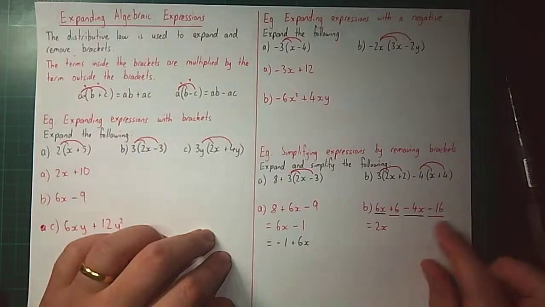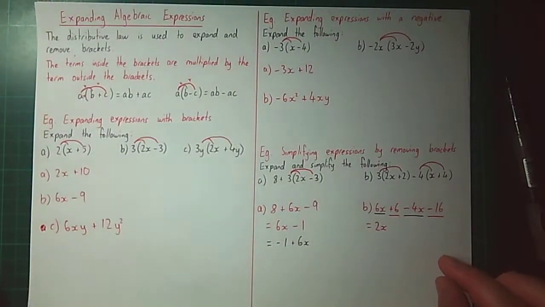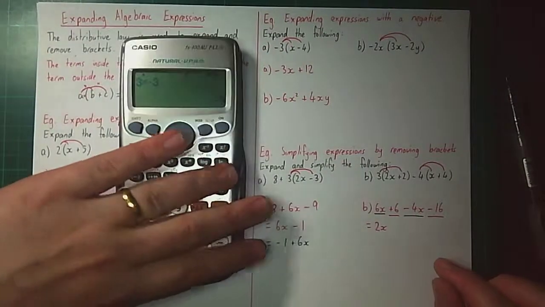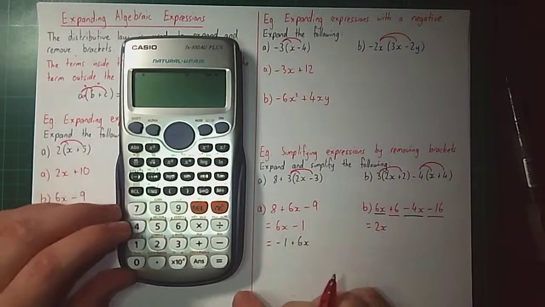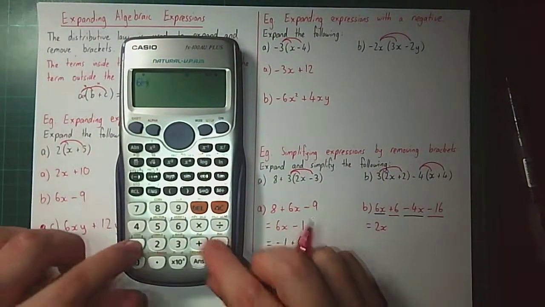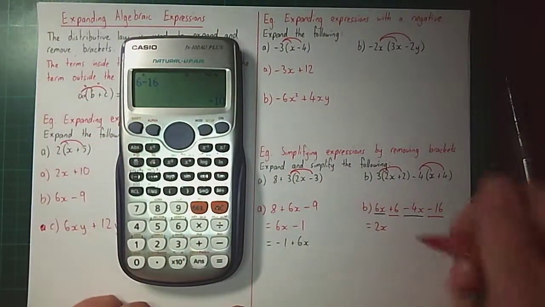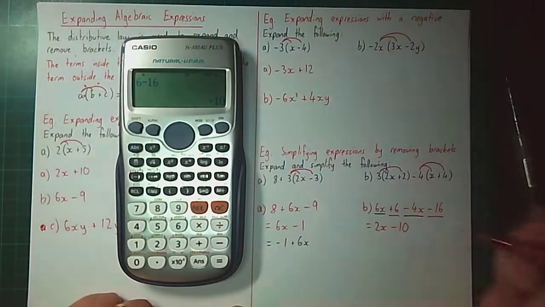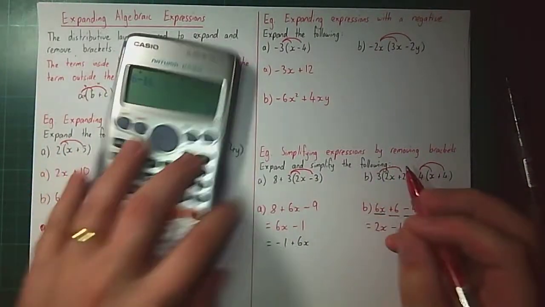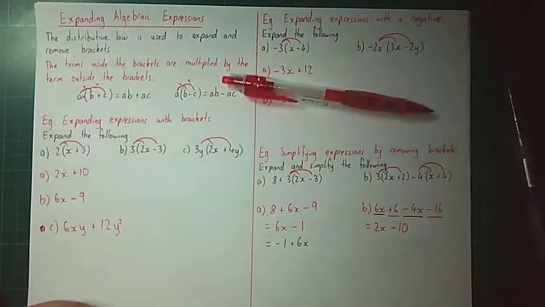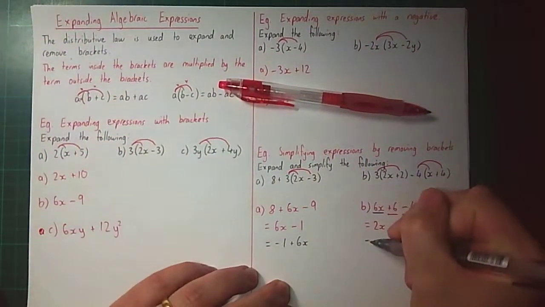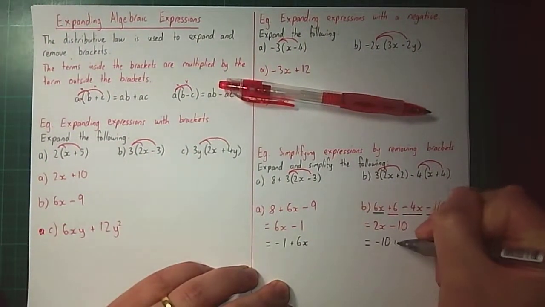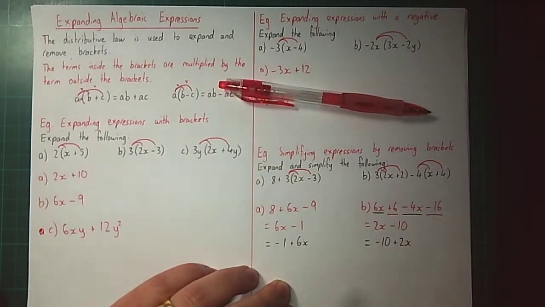Now, that looks a bit hard. Feel free to use a calculator if it's available, otherwise just solve it like normal. We've got 6 minus 16 gives us negative 10, and that's our final answer. Once again, if you were to write the answer like this, negative 10 plus 2x, the answer is still correct, but we just prefer it this way.